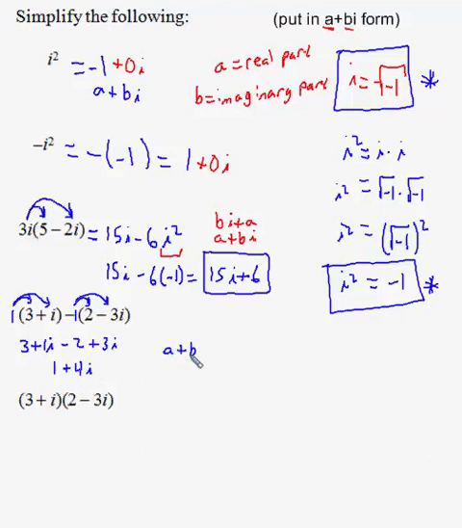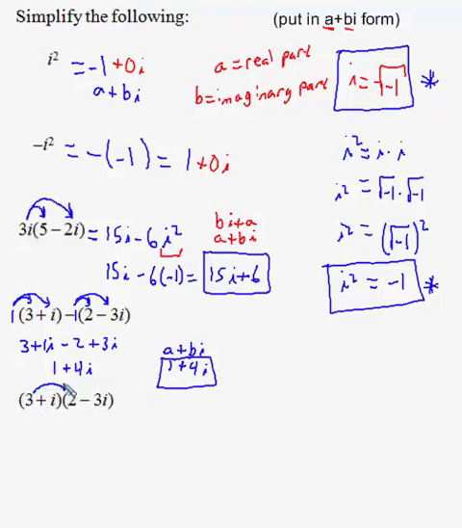I'm going to stop there because that would be in a plus bi form, right? 1 plus 4i is a complex number for which the real part a is 1 and the imaginary part b is 4. The last problem is going to look like a foiling problem.